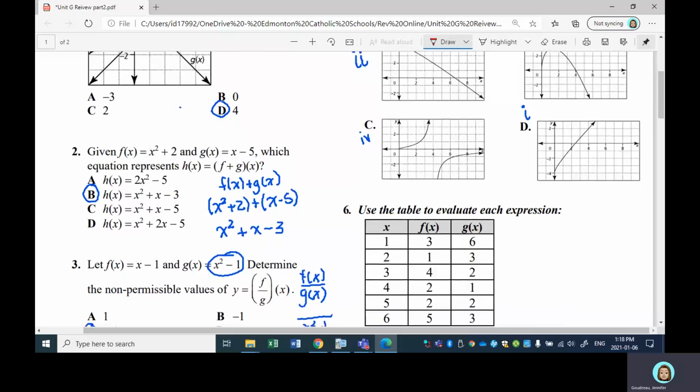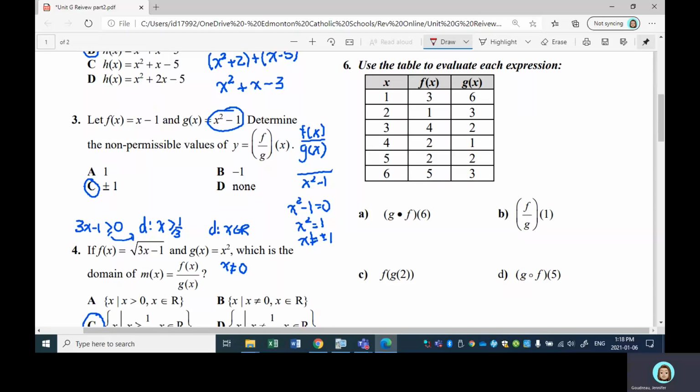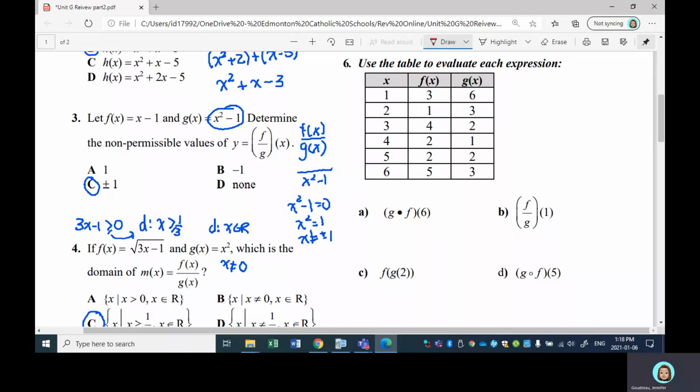Question 6 is a little bit different. In question 6, we're not given a graph. All we're given is a table and asked to do some evaluation. So again, this is basically like finding the y values on the graph and then just putting them together according to whatever operation we're given.